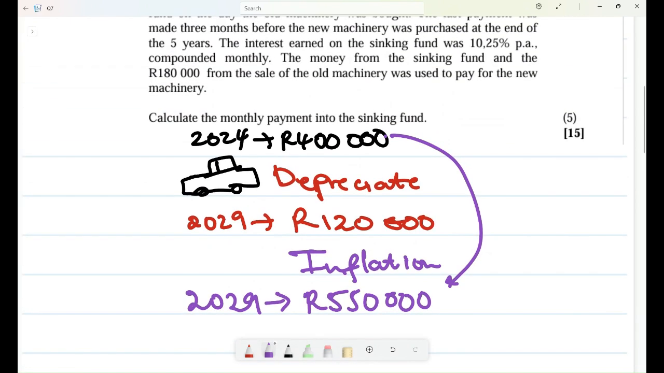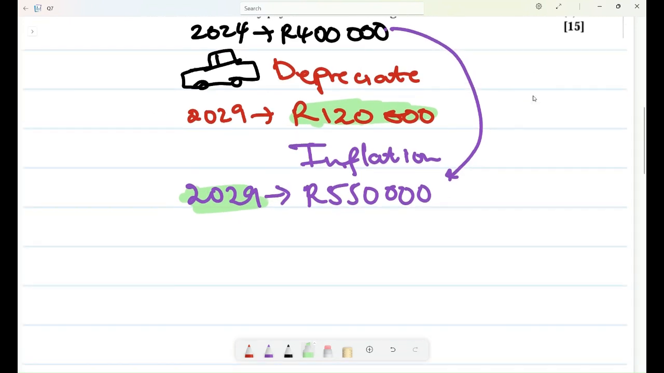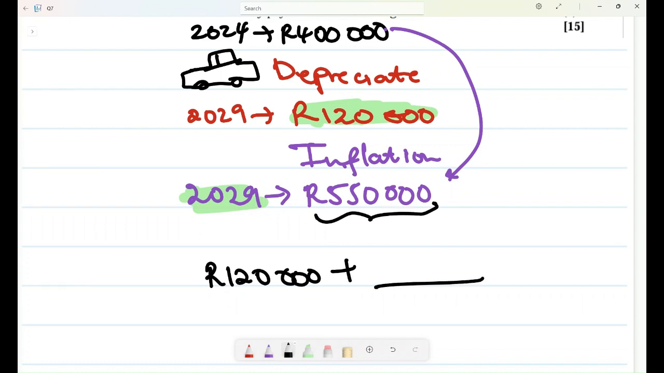It is me saying, all right, I want the same car, but a new one in 2029. But what will I do first? I will start by selling this old car of mine, and selling it in 2029 will get me 120,000. So I will have 120,000 after selling the car, right? But I will need some certain amount to add to it so that I get to 550,000. So where am I going to get that amount? This is where a sinking fund comes in.